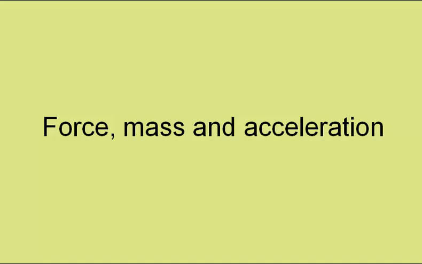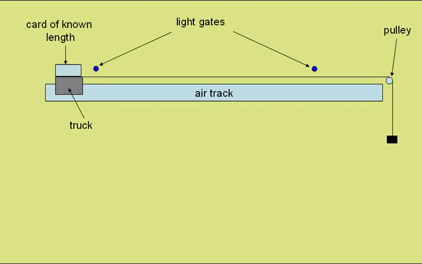Force, mass and acceleration. We can investigate the relationship between force, mass and acceleration using this apparatus. We have an air track on which rides a truck with a blanking card of a known length. This is attached to a piece of string through a pulley to a mass. This gives the accelerating force due to the weight of these masses.